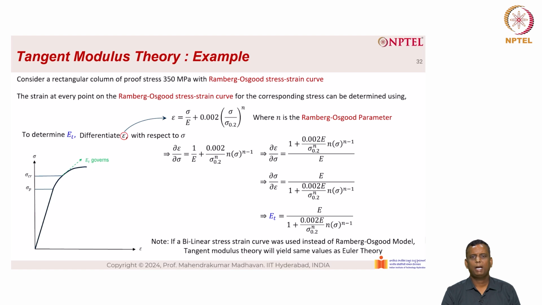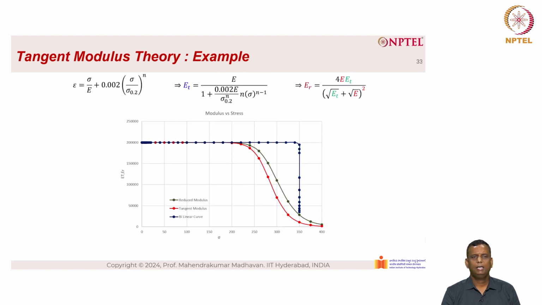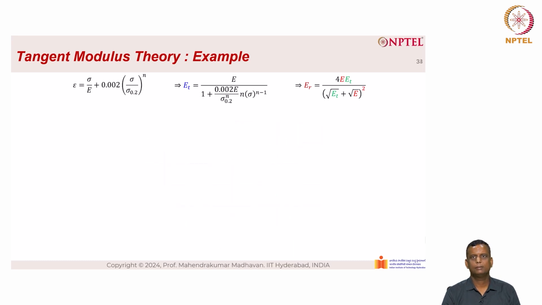Note, if a bilinear stress strain curve was used instead of the Ramberg-Osgood model, the tangent modulus theory will yield the same values as Euler theory. Here, we plot the E values with respect to stress. We have three different E values. The lowest one is the tangent modulus, which is red in color, followed by the reduced modulus, which is intermediate, and then we have a bilinear curve. This indicates that the tangent modulus is less than the reduced modulus, which is less than the Young's modulus.